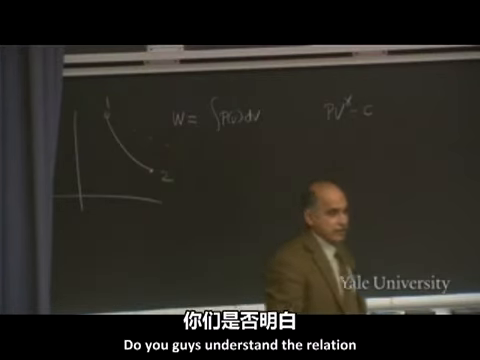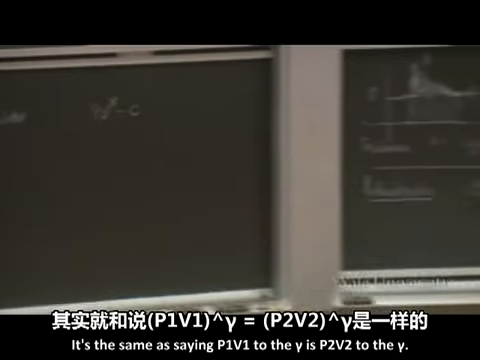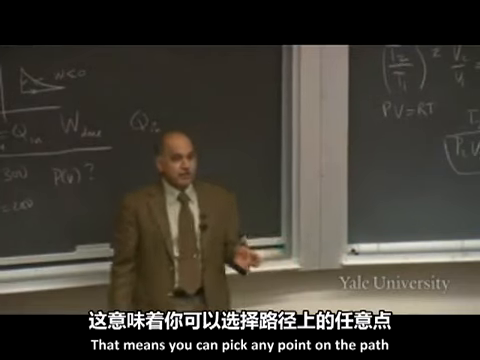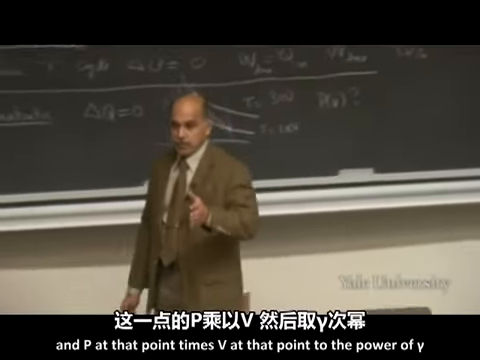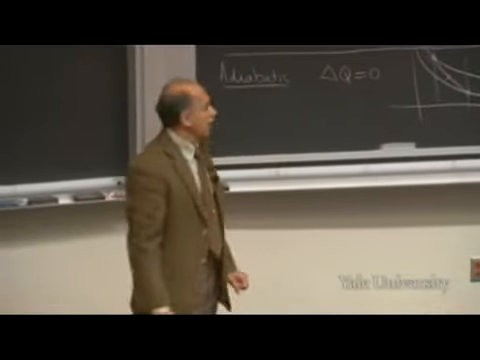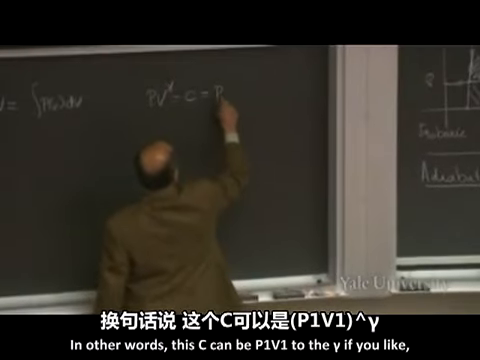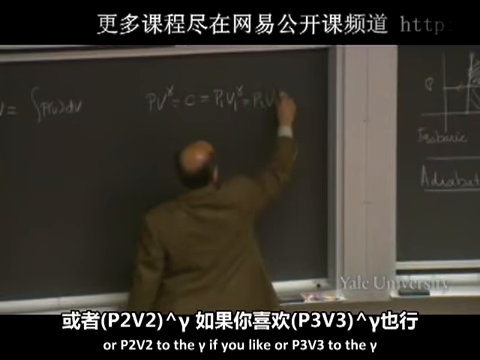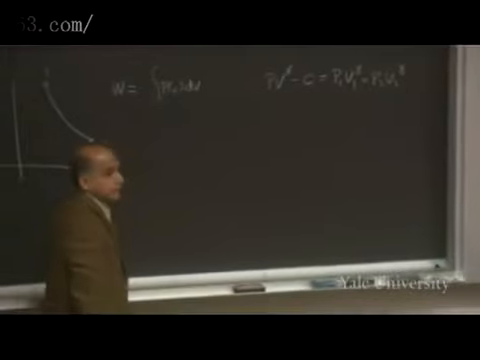But remember, PV to the gamma is a constant. Do you guys understand the relation of writing PV to the gamma equal to constant? It's the same as saying P1 V1 to the gamma is P2 V2 to the gamma. That means you can pick any point on that path, and P at that point times V at that point to the power gamma will be a fixed number. That number is C. In other words, this C can be P1 V1 to the gamma, if you like, or P2 V2 to the gamma, or P3 V3 to the gamma, if 3 is another point on this trajectory.